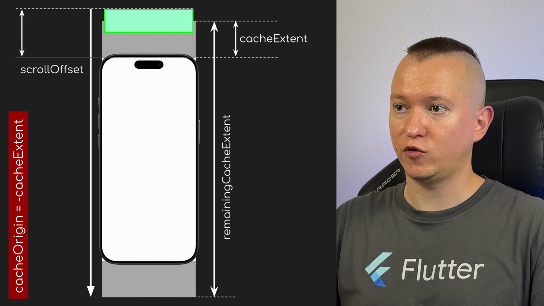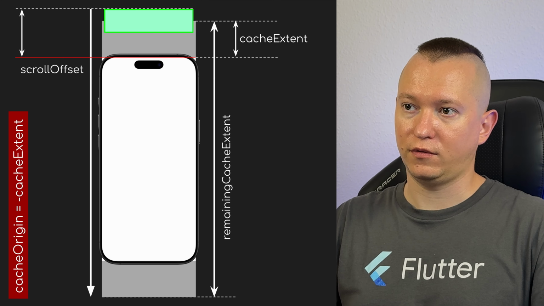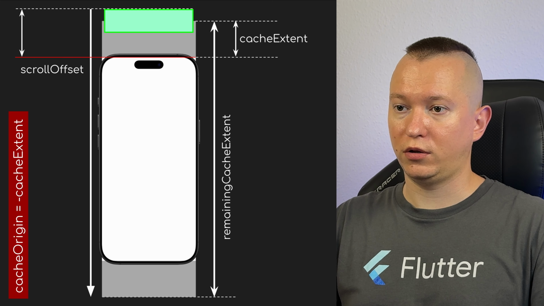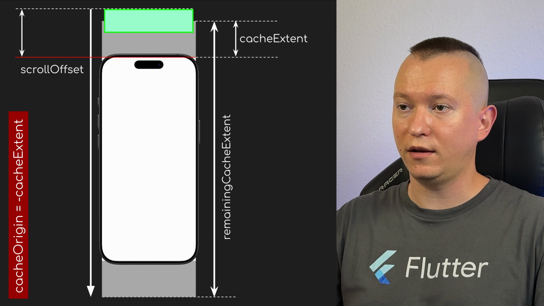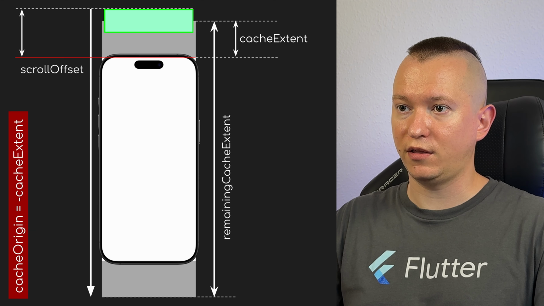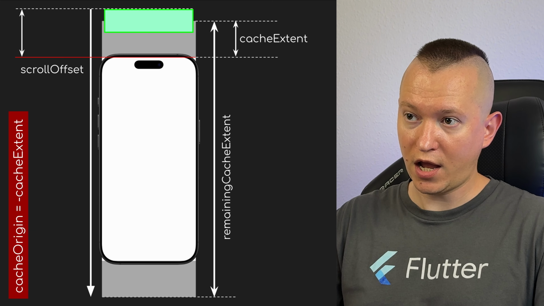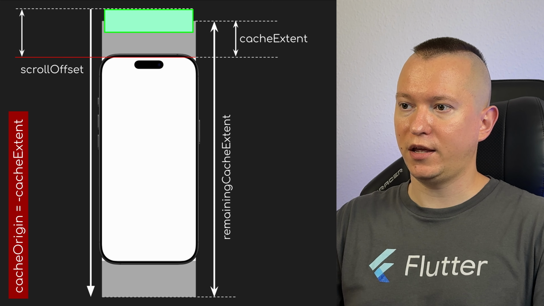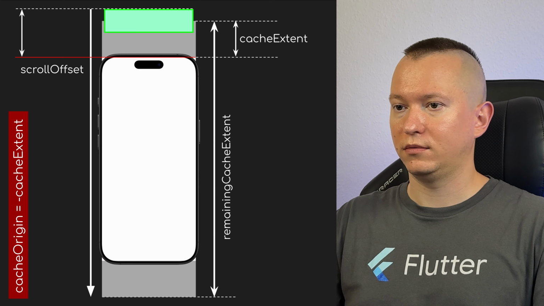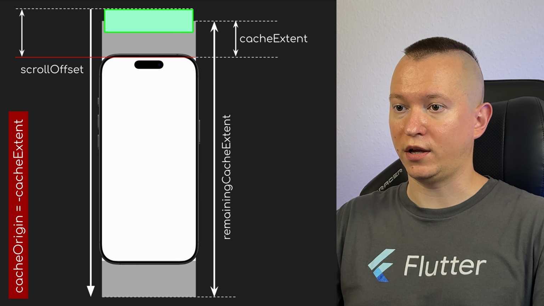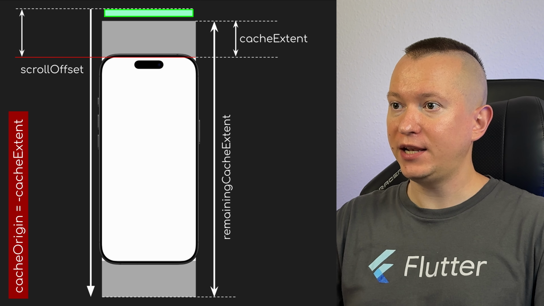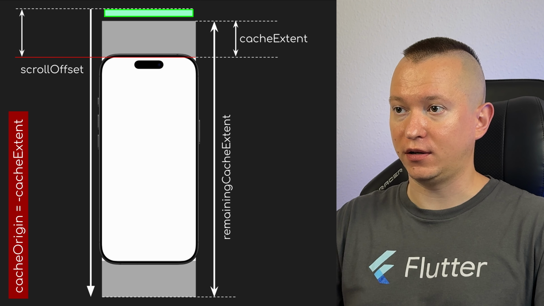If the sliver continues moving out, and part of the sliver is out of even the cache area, cacheOrigin will not grow anymore. And there is again no visible part of this sliver inside the viewport, so we can consider that the first visible part of it is the edge of the viewport. And the remaining cache extent starts in this case a cache extent space far. So cacheOrigin will continue to be minus cache extent. And even if this sliver completely leaves the cache area, nothing will change.